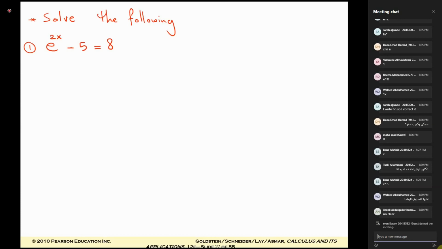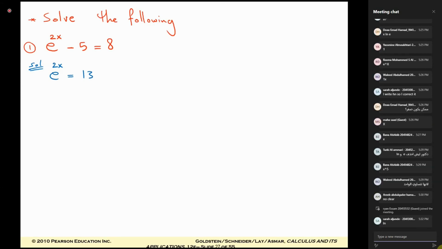So how can we find the value of x here? Firstly, put e to the power 2x on the left hand side and any number on the right hand side. So we have 13. Now, x is in the exponent. How can we solve it? We need to bring the x down to be multiplied by other terms.